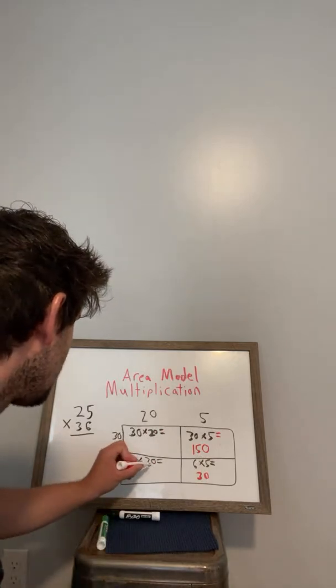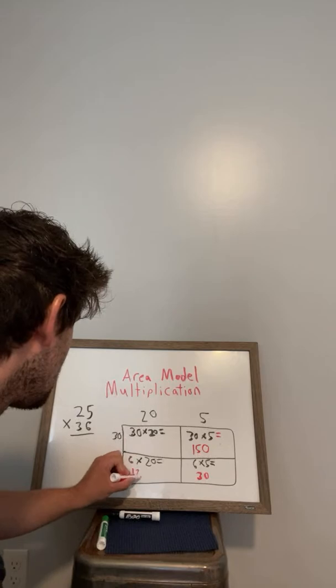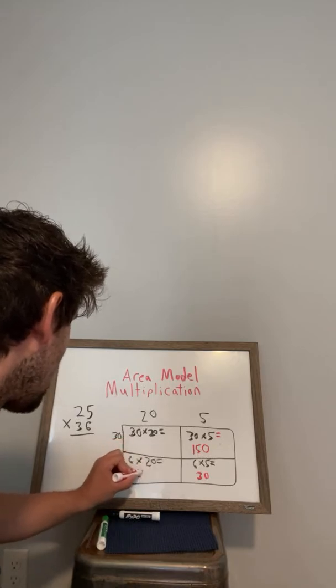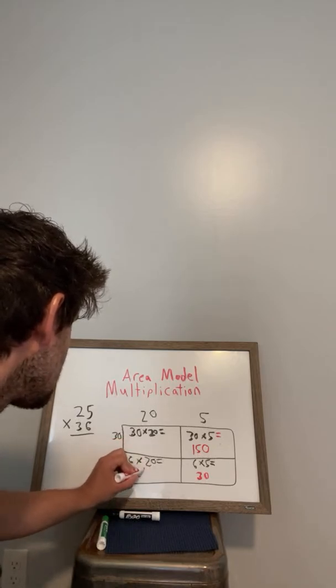6 times 2 equals 12. So we're multiplying 6 times 20, we're going to add the 1 zero to the end of our answer. So 6 times 20 equals 120.